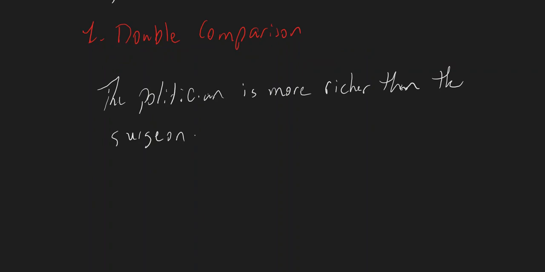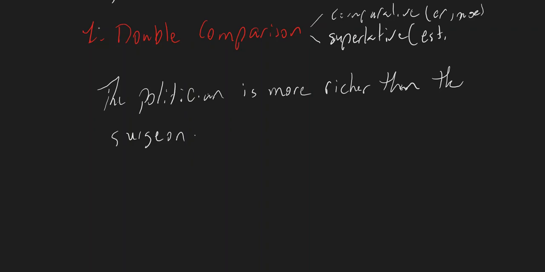We already know that when we want to compare, we need to use either the comparative form of the adjective or the modifier by adding an er or more before the word, or we can use it with the superlative when you compare more than two, by adding est or most.